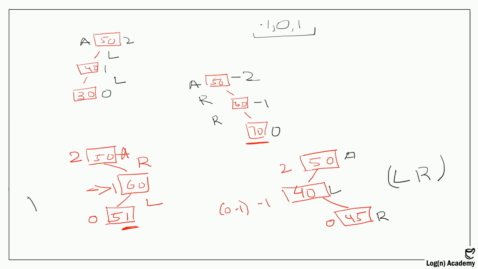This is RL. This is LL. And this is RR, right? Okay, we have seen all 4 cases. Now we will see how we can apply rotation and how we can turn these unbalanced trees into AVL trees and balanced trees. So let's first take the first case, which is the LL rotation.